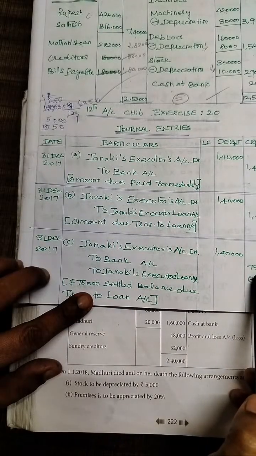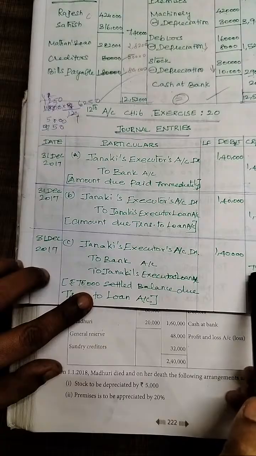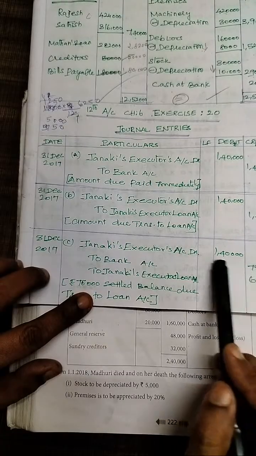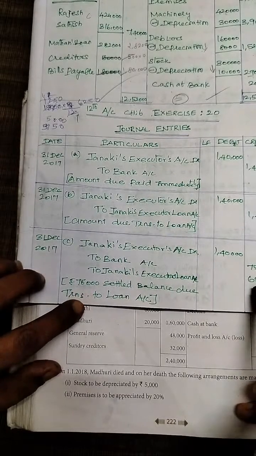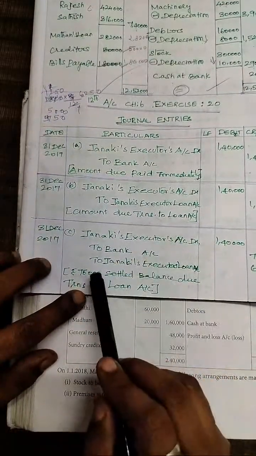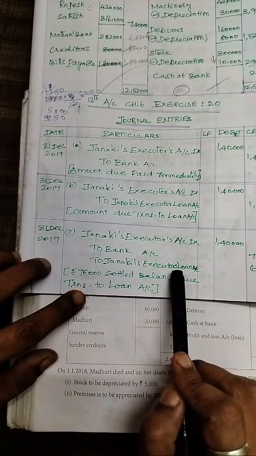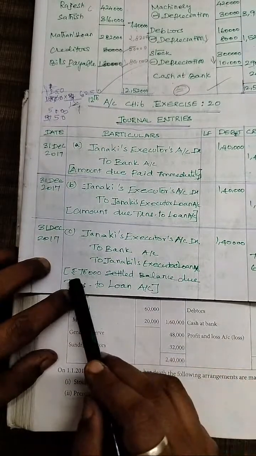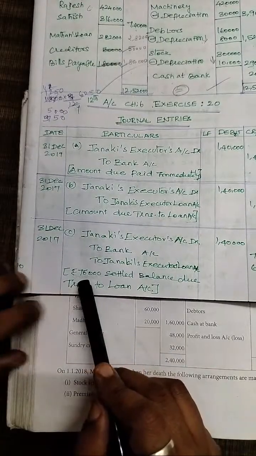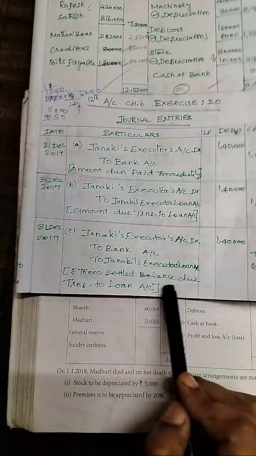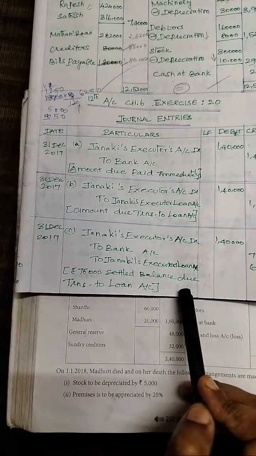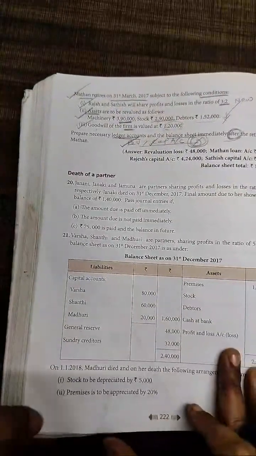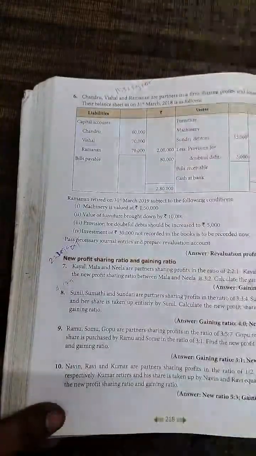Okay, then balance in future means what amount is the balance after subtracting 75,000 from 1,40,000? 65,000 rupees. 65,000 rupees is transferred immediately to Janaki's executor loan account. In the narration you should write: 75,000 rupees settled and balance transferred to Janaki's executor loan account. So these are the two sums I taught you. Do you have any doubt? Please comment in the comment box or chat with me.